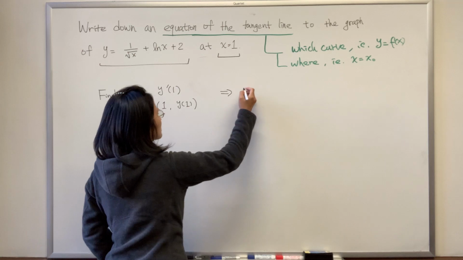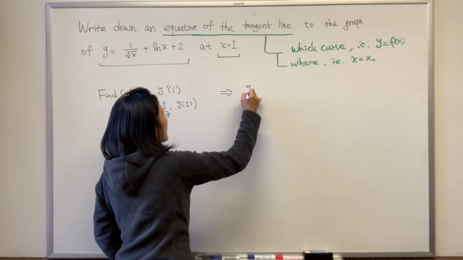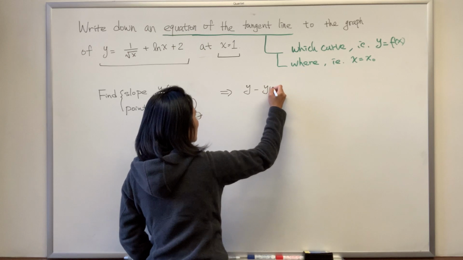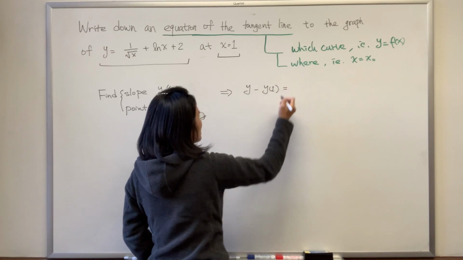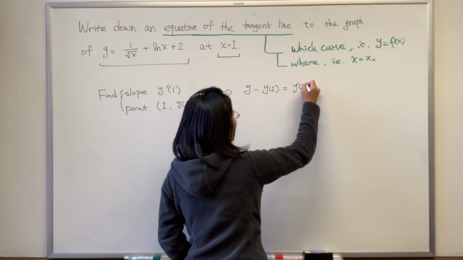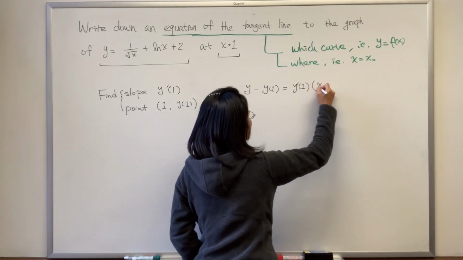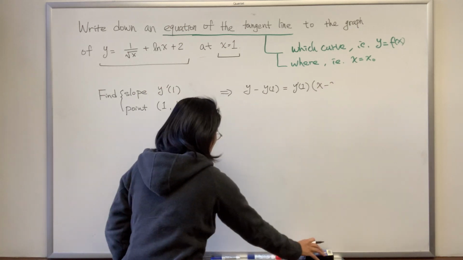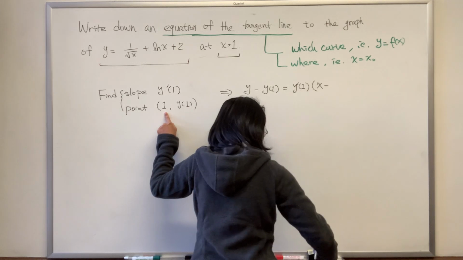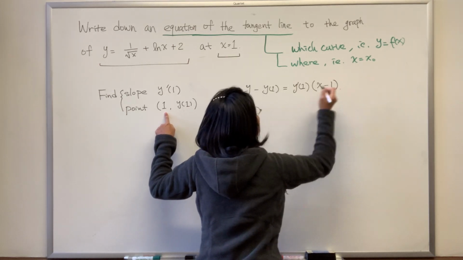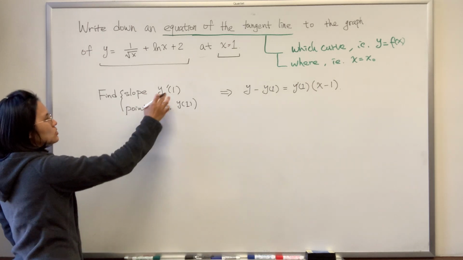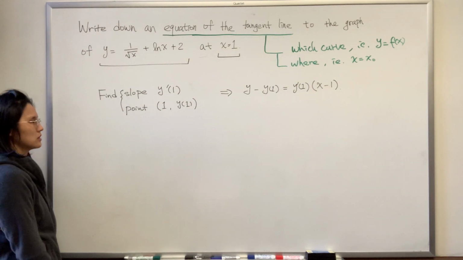So the equation will be y minus whatever y value you get, y of 1, equals the slope, so that's y prime of 1, times x minus the x value of the point. So that's 1. Right, okay. So now let's go ahead and find this. Once we have the numbers, we can just put it all together and write down the equation.